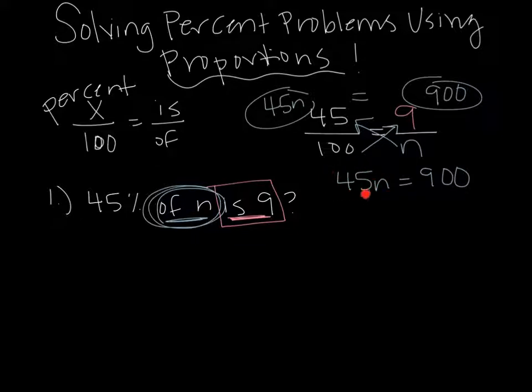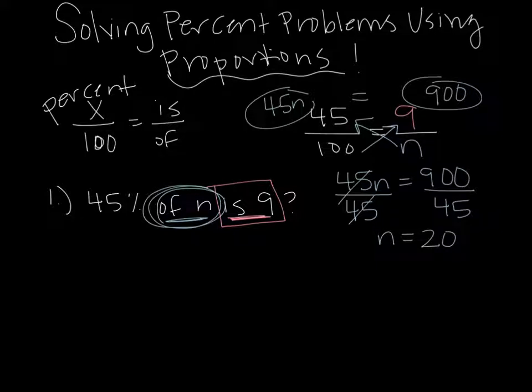How am I going to get rid of the 45? Got to get that away from there. We're going to do the opposite of what's there right now, and it's multiply, so we're going to divide, using a division bar, both sides by 45. That will cancel out on the left, leaving us only with n, which is what we want to know, is what n is. Equals, now on my calculator, if I've shown all this work, I can go ahead and do 900 divided by 45, and I get 20.